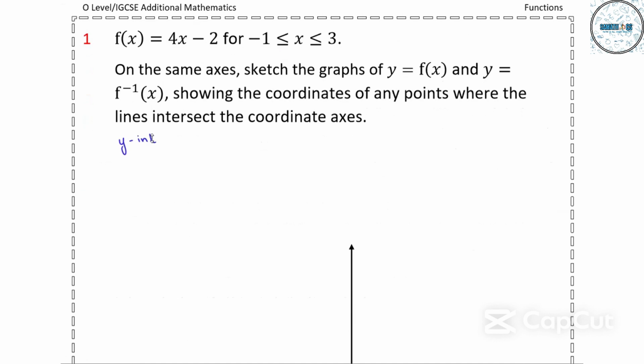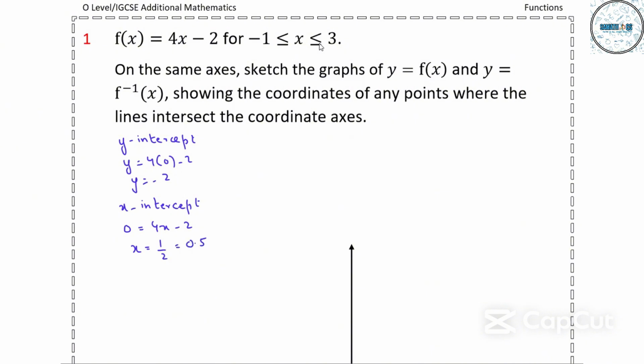For the y-intercept, we have to take the value of x as 0. So y is equal to 4 into 0 minus 2, which is minus 2. Then we have to take out the x-intercept. The x-intercept is when we substitute the value of y as 0. So the value of x is 1 upon 2 or 0.5.